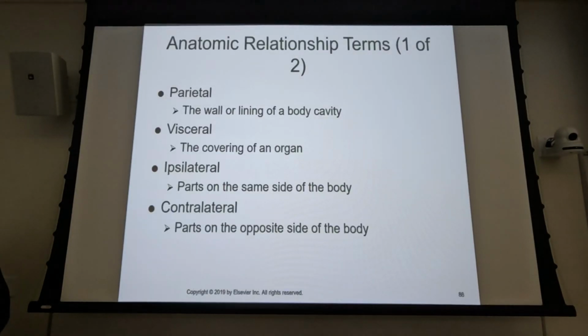All right, so we've got parietal and visceral, and we've talked about that in the pleura. The parietal is the lining of the body cavity itself, as opposed to the visceral being right on the organ system. So in your pleura, you get your parietal and visceral. These two are opposites of each other. Ipsilateral means on the same side of the body. So if a patient complains of pain in the right ribs, and they've got reddening and swelling in that area, that would be ipsilateral.